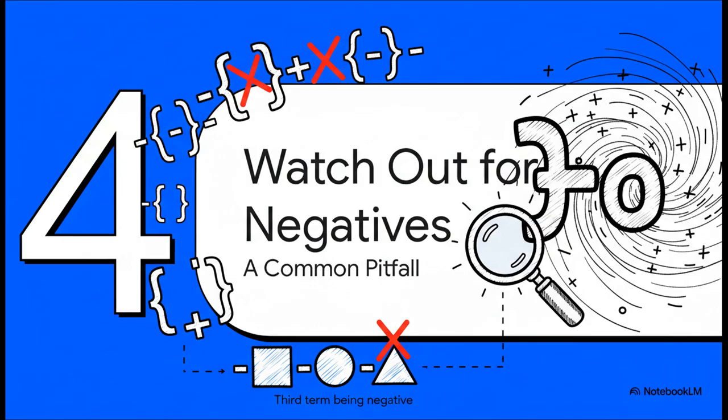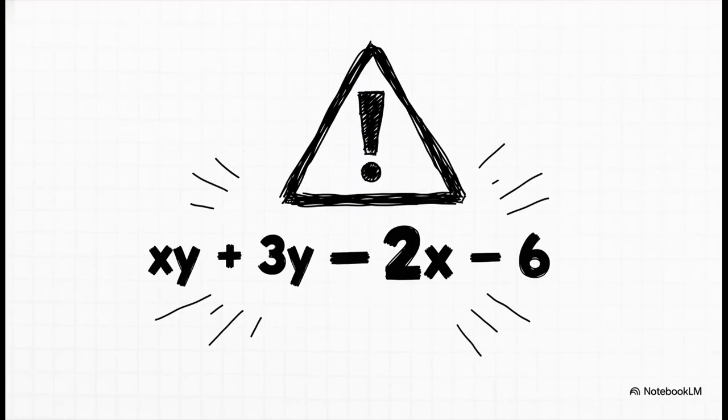All right, there is one common pitfall we need to talk about. You have to be super careful when that third term is negative. In this example, from our source material, see that negative sign in front of the 2x? That is a huge warning sign to be extra careful.